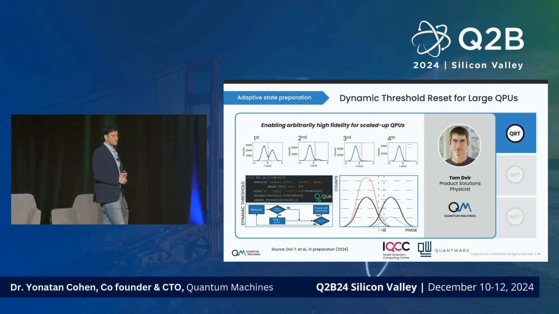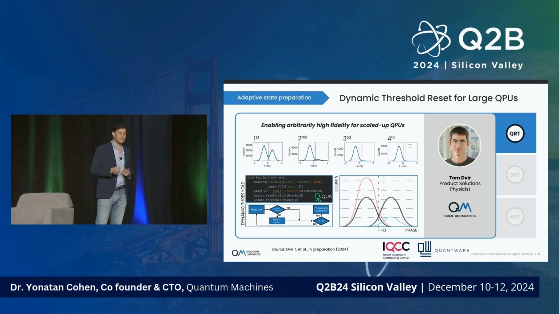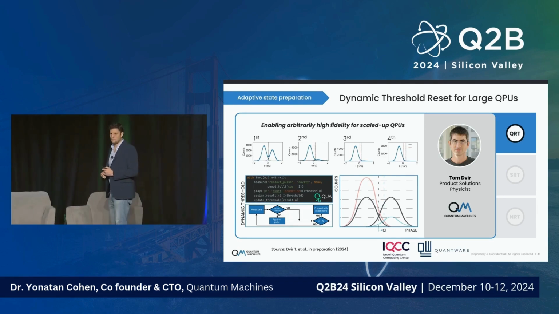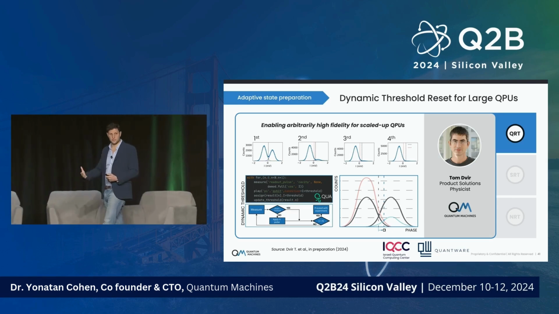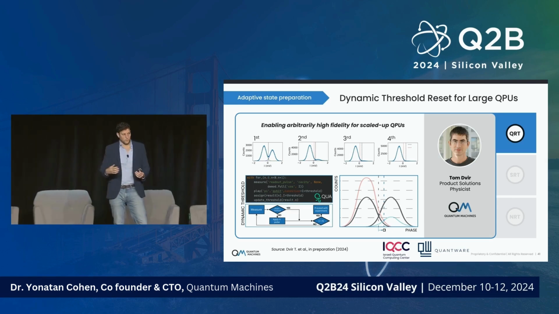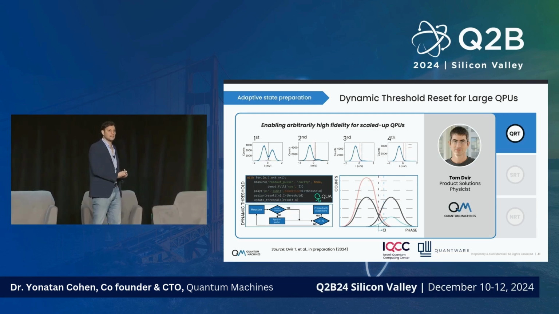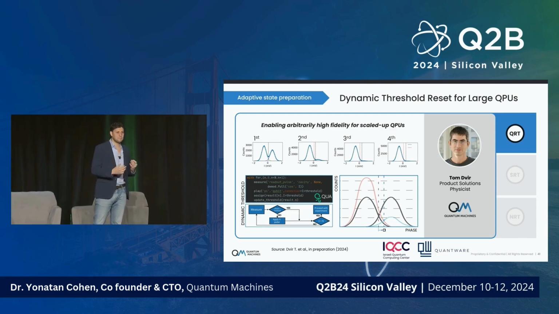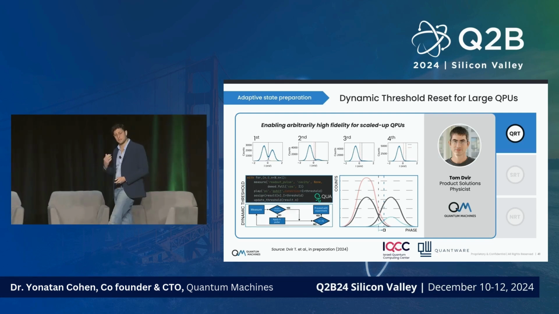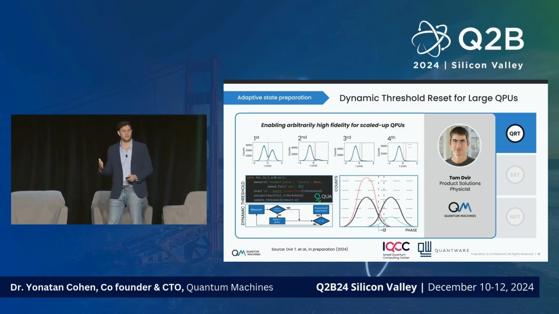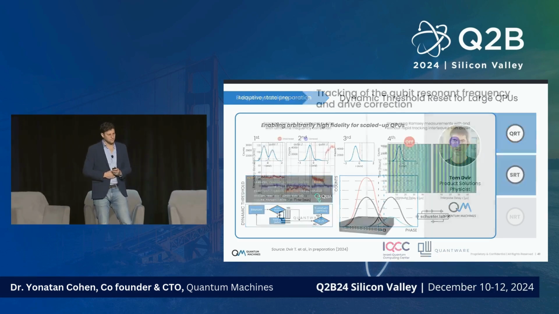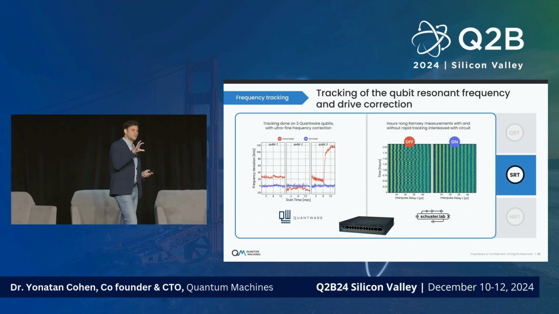This is another example from Tom Dvir from Quantum Machines, running at the Israeli Quantum Computing Center, developing dynamic threshold reset protocols, again, for initializing qubits. In this case, when we discriminate the state of a qubit, we measure some analog signal, and we need to decide whether the qubit is 0 or 1. In this protocol, we're adapting the way that we discriminate the qubits in real time in order to purify the quantum state, to initialize the quantum state with a higher fidelity. These were two quantum real-time examples.